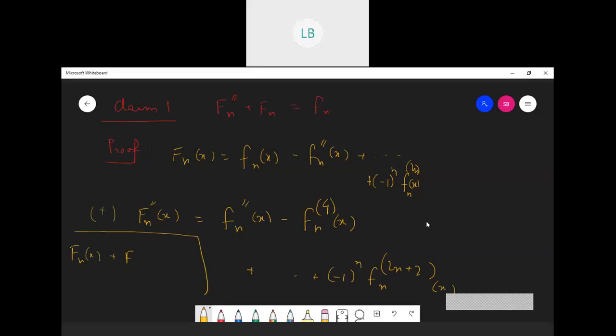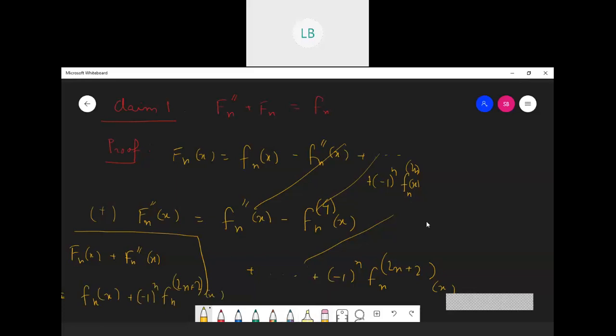plus F_n''(x). So this will cancel out, this will cancel out, and it will go on like in the previous step also, and it will only give you F_n(x) plus minus 1 to the power n times the (2n+2)th derivative of f_n(x), right?